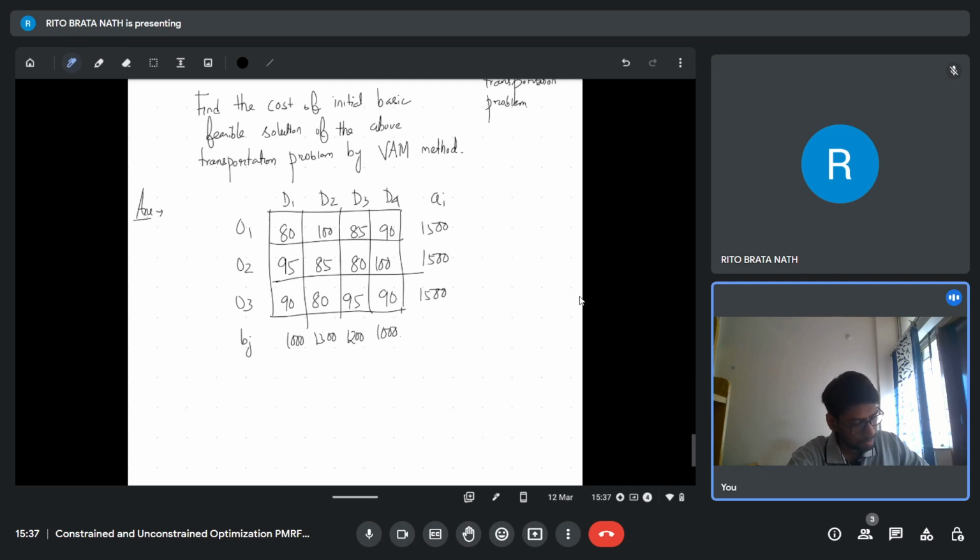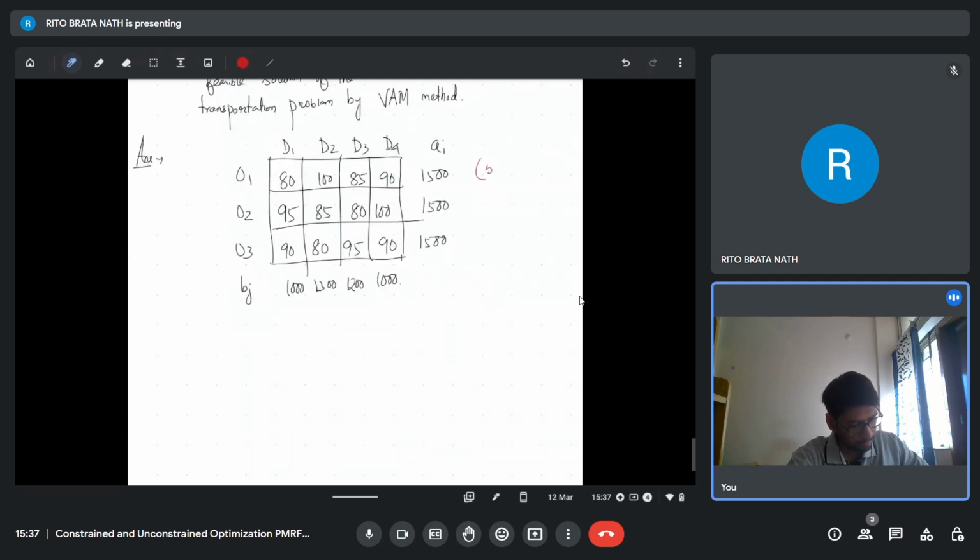So here the difference is 85 minus 80, which is 5. Here it's 85 minus 80, which is again 5. Here it's 90 minus 80, which is 10. Here it is 90 minus 80, which is 10. Here it is 5. This is 5. This is 10. Now, you have to pick whichever is the maximum one. But you can notice that maximum is 10 and it occurs at multiple places. So first what you can do, you can pick this column, suppose.